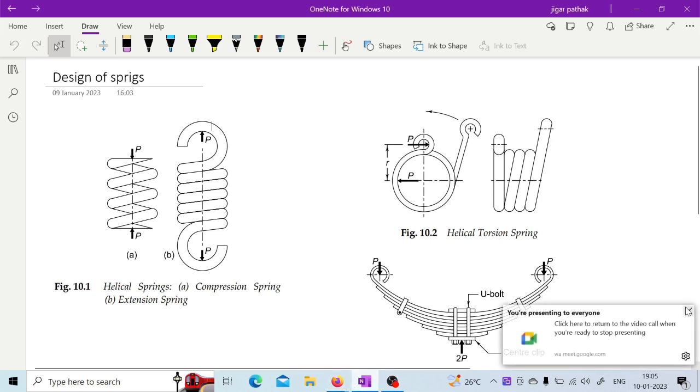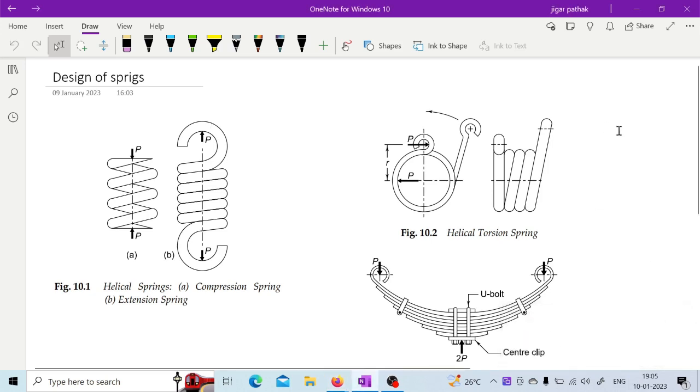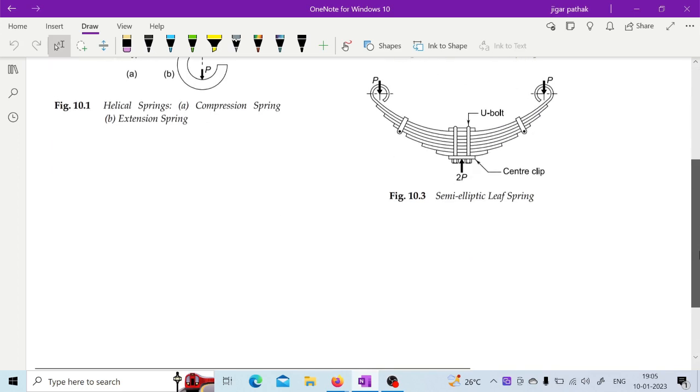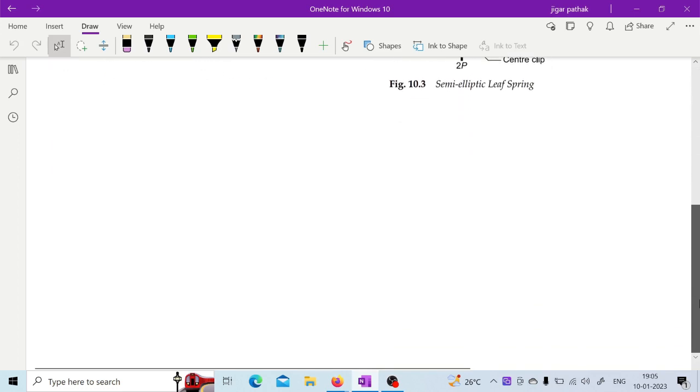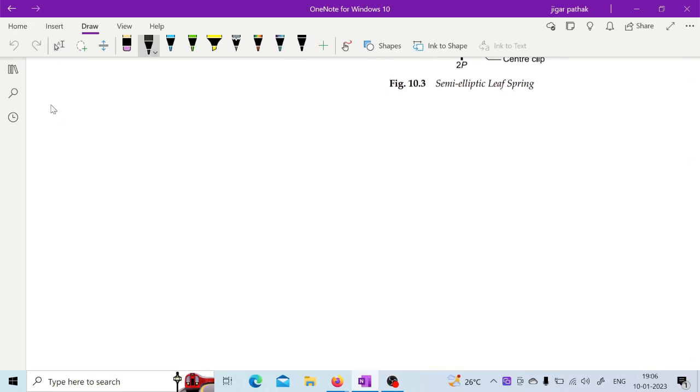So today we will discuss the design of springs. First let us see what a spring is, and then we will see the types of springs. Basically, a spring is an elastic machine element which deflects under any applied load and regains its original shape when the load is removed.